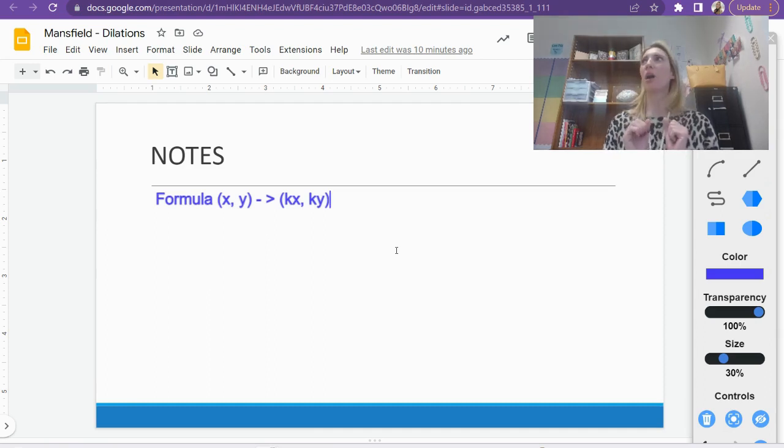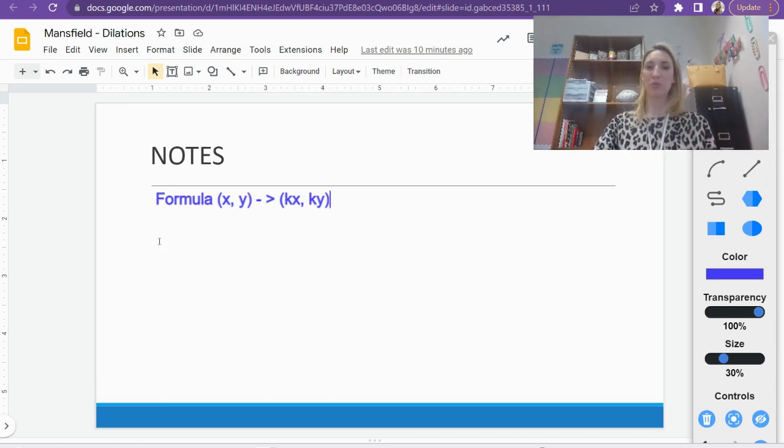So for example, 7x, that means 7 times x, right? If I say, I don't know, 5 over 7y, this means 5 over 7 times y. Whenever there are no symbols between a number and a letter, that means multiplication. Okay, so this is the formula for dilation. Okay, and then I'm going to rewrite that later on. But this is very important that you have on your paper.